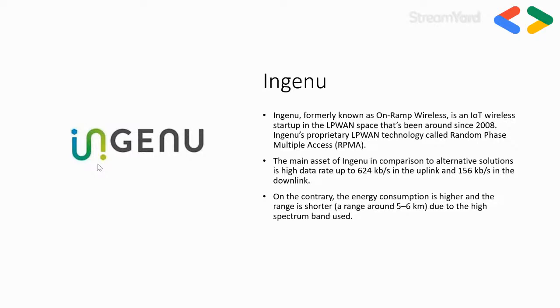And those protocols have a wide range of bit rates. So Ingenu can support as high as 624 kilobits per second in the uplink and 156 kilobits per second in the downlink. Uplink means from the IoT device to the gateway. Downlink is from the gateway to the IoT device. By the way, some of the devices only support one-way communication. This is considered high within the realm of IoT, and it actually covers a good range from 5 to 6 kilometers, but it's not widely adopted.